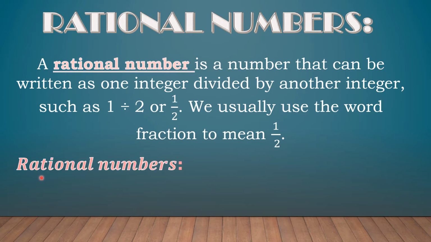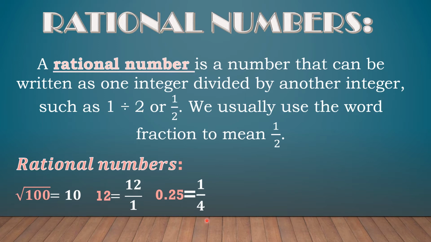So here are examples of rational numbers. Square root of 100, since the square root of 100 can be written as 10 over 1 or 10. 12 is equal to 12 over 1 or 12. And 25 hundredths is equal to 1/4.